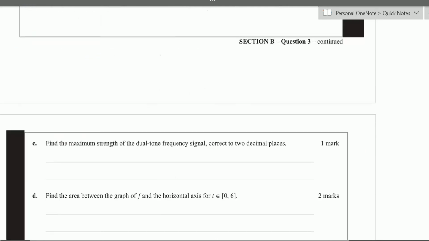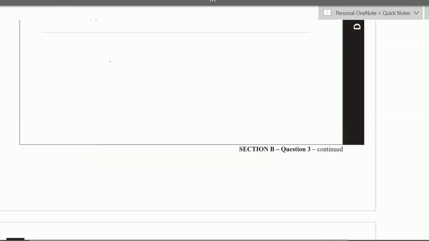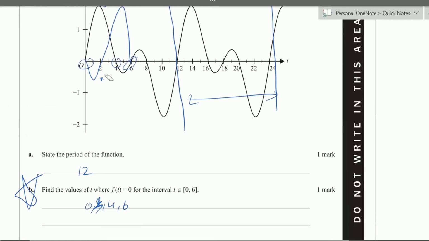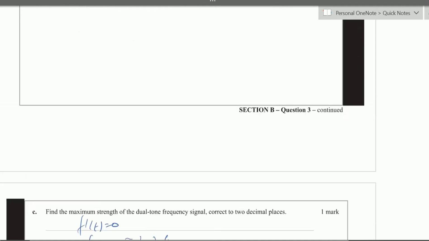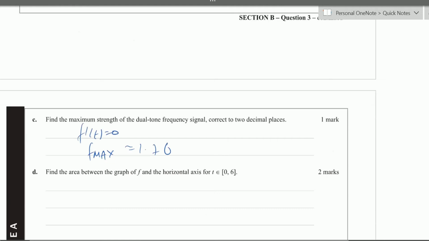That's just f max. You can put that into your CAS, or you can let f dash t equal 0. But it is 1.76. So find the area between f and the horizontal axis. So that would be this one. So you would just do the integral of f(t) dt minus the integral from 4 to 6 of f(t) dt, because this area would be negative, so you want to add a negative to make it positive, and you should get 15 on pi.